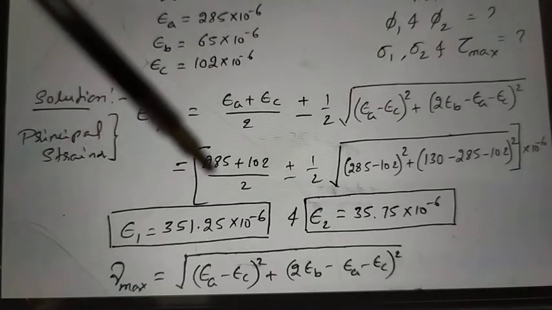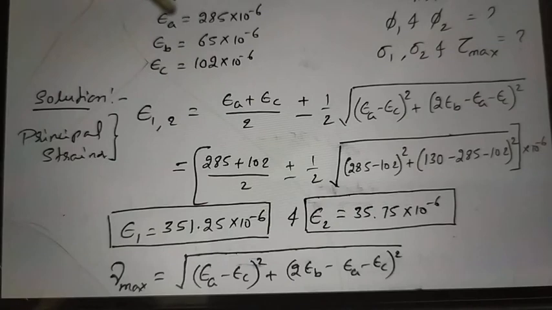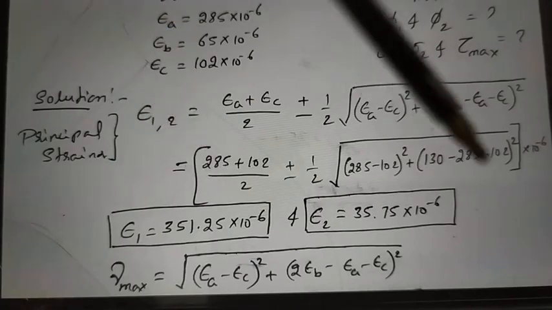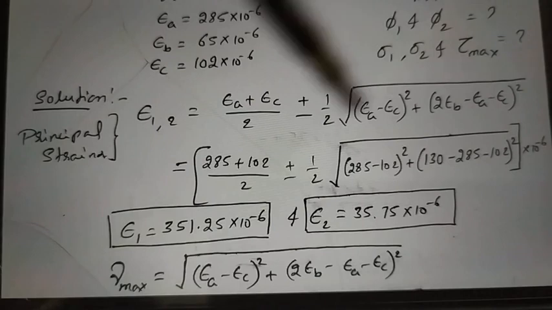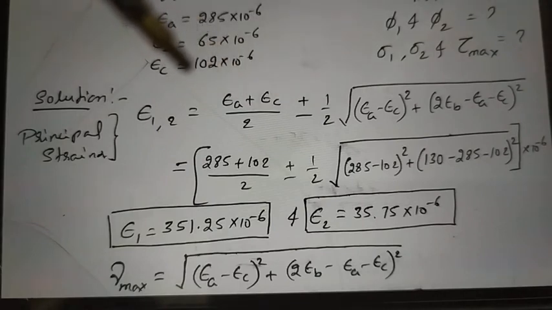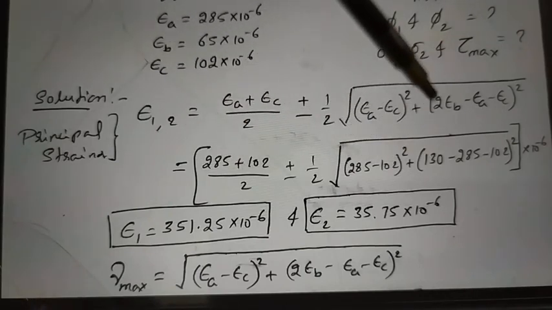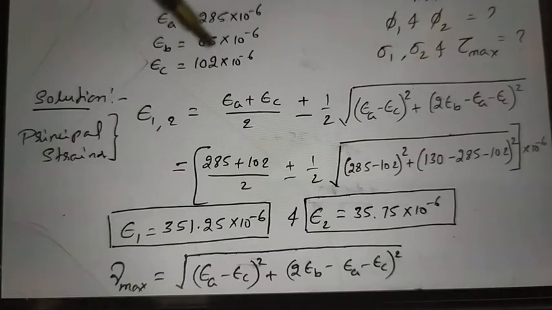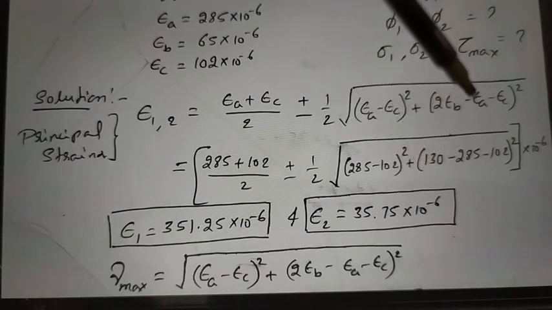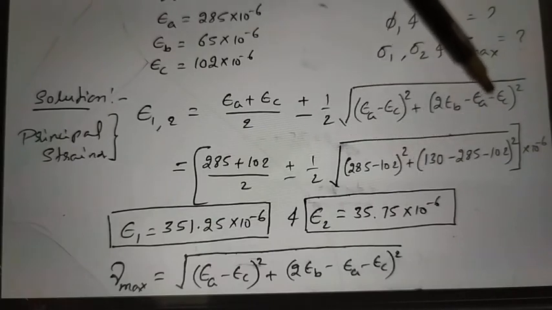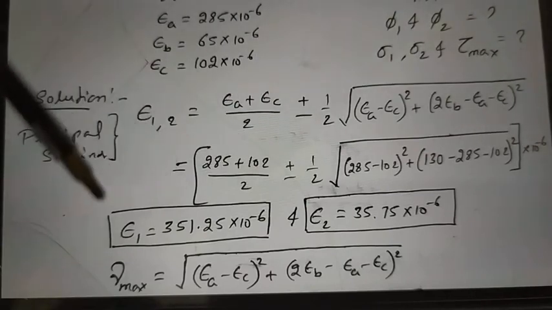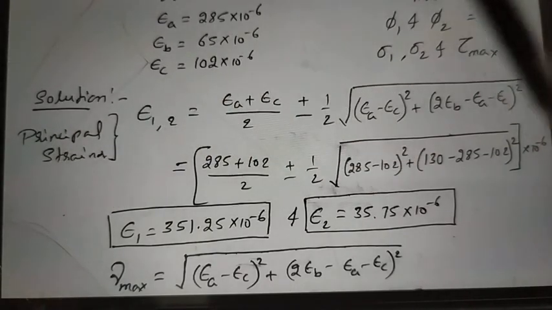Here you just have to substitute the values. Epsilon A is 285; the 10 raised to minus 6 has been taken outside, so you can directly write the terms. Epsilon C is 102, and epsilon A minus epsilon C is 285 minus 102. For 2 epsilon B, epsilon B is given as 65, and if you multiply with 2, you get 130. Similarly, minus of epsilon A, that is 285, minus epsilon C, that is 102, into 10 raised to minus 6. So you have to simplify these terms.